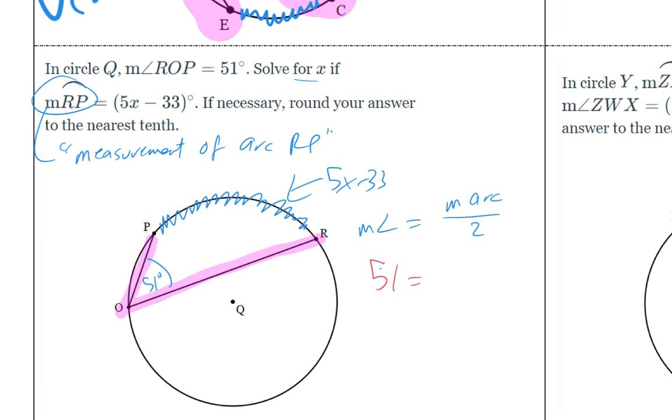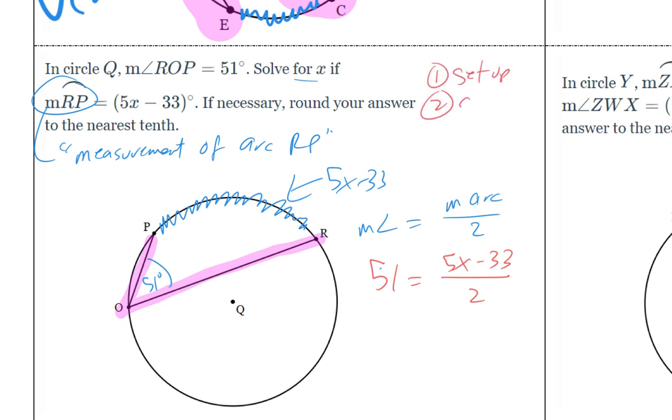So 51 degrees is equal to, we're trying to find the measurement of the arc, right? So we're going to put that right there: 5x minus 33. We're trying to find x, right? So we know the measurement of the arc is 5x minus 33 divided by 2, right? So the first step is to set it up.